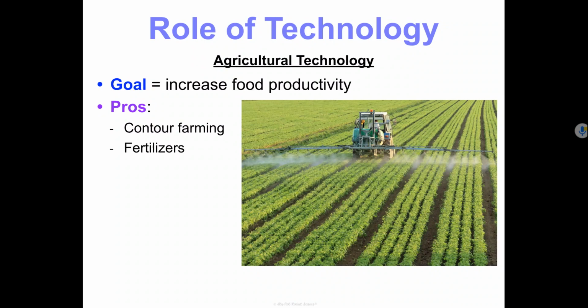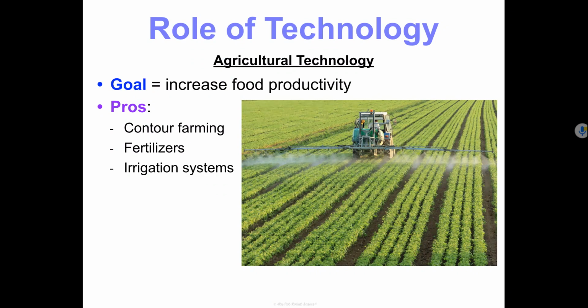Another pro of agricultural technology is the use of fertilizers. We can increase food production by enhancing nutrients in the soil, and we do that through the use of fertilizers, and this allows plants to grow more efficiently.